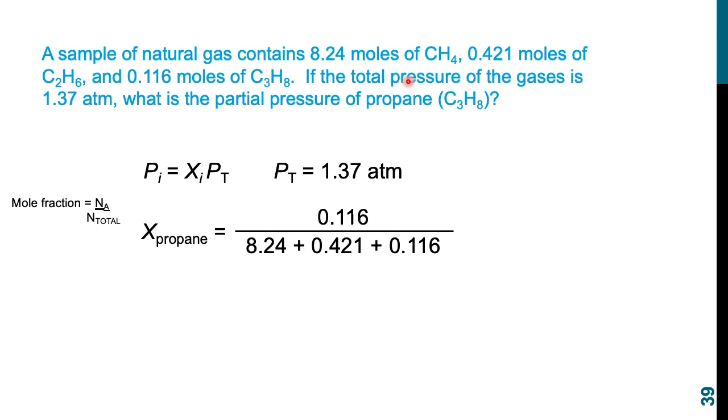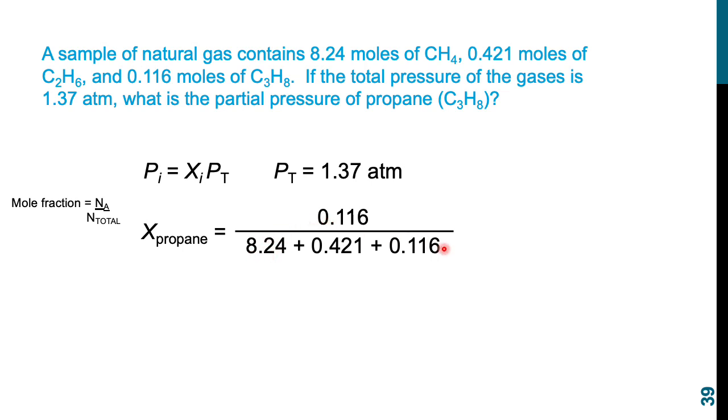So to calculate this, you can use this formula. Partial pressure for propane equals mole fraction for the propane multiplied by total pressure. The total pressure is given in the question, that is 1.37 atm. So the mole fraction for the propane, you can calculate from the number of moles. So that is 0.116 mole of propane, which goes on top.